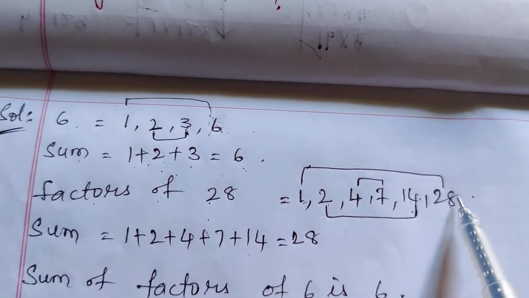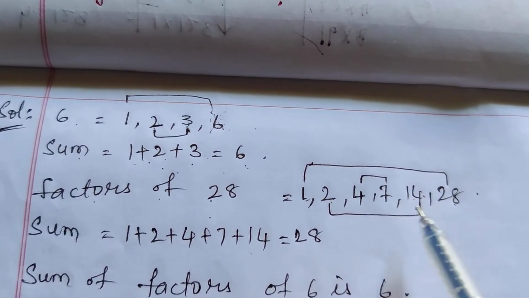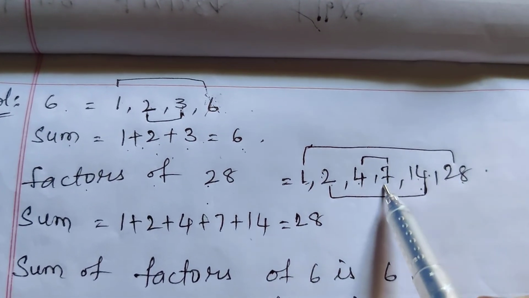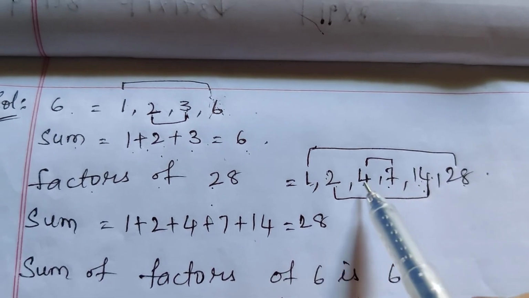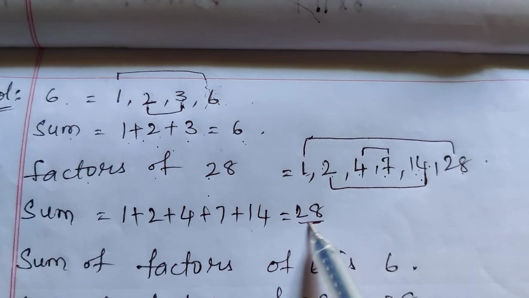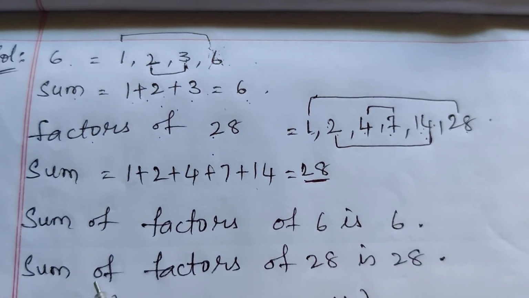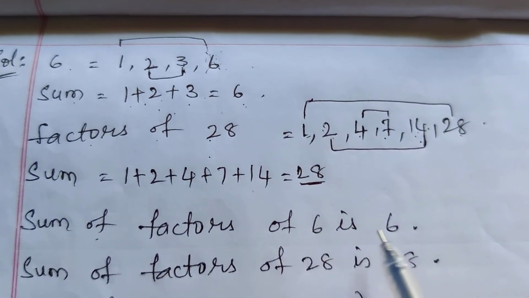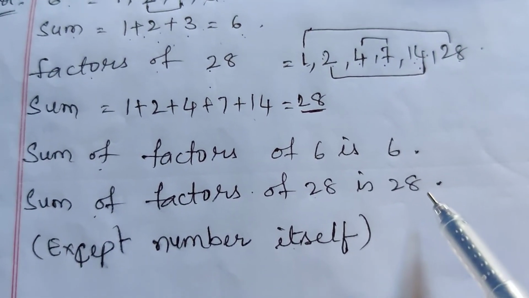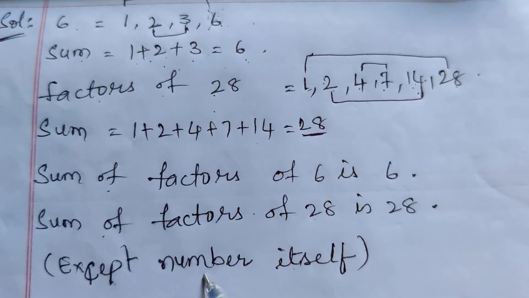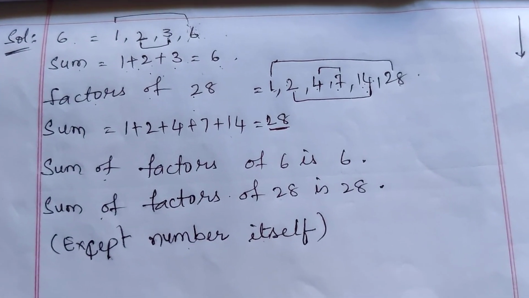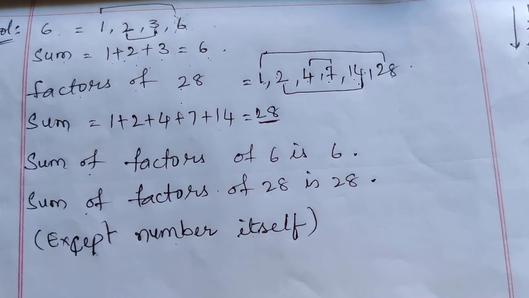Now we should not include 28 in the addition. So 1 plus 2 plus 4 plus 7 plus 14. If we add all these factors, the answer is 28. Okay, sum of factors of 6 is 6. Sum of the factors of 28 is 28, except the number itself. This is the final answer, children. So please practice. Thank you.